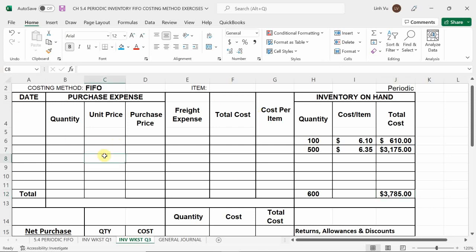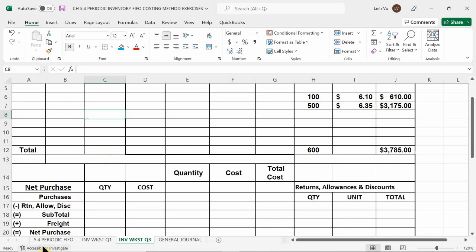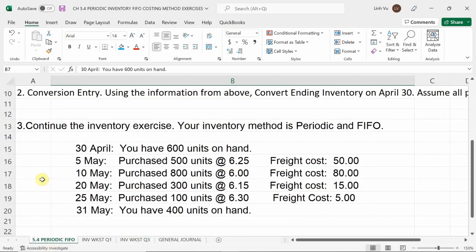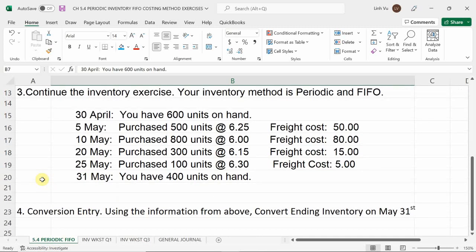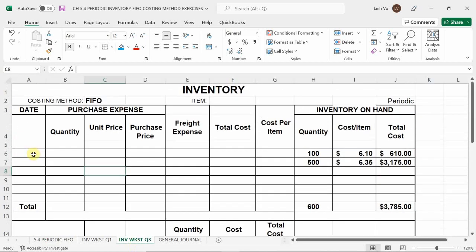Right? So then now let's go ahead and proceed with our purchases. So then May 5th, we end up purchasing 500 units at $6.25 each with a freight of $50. So again, I'm going to plug it in here.